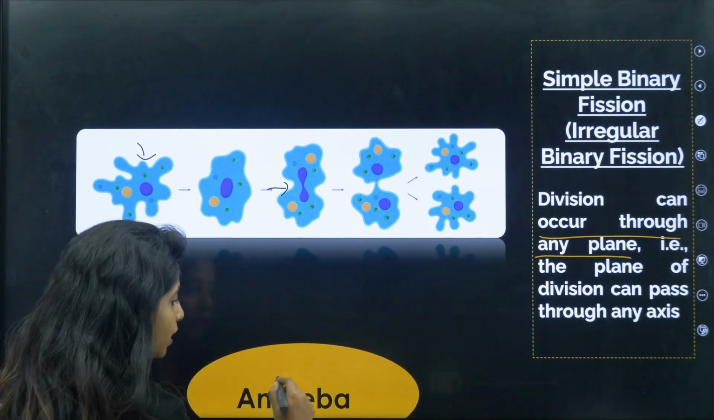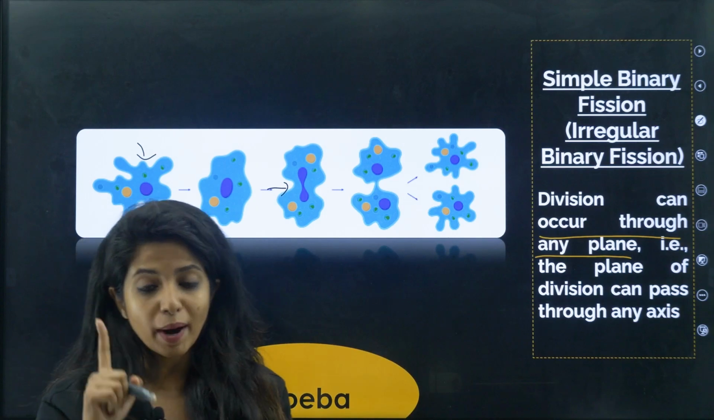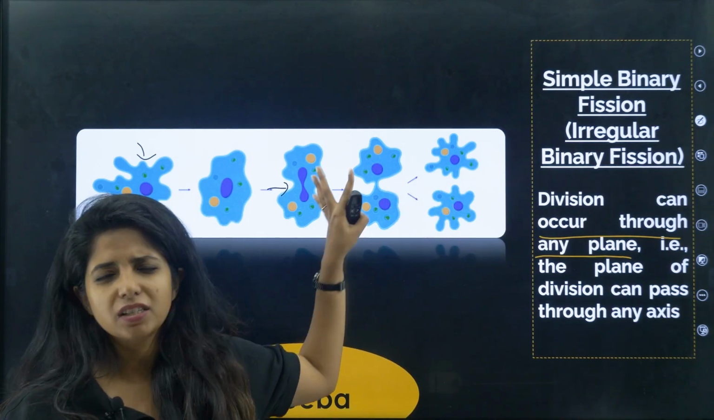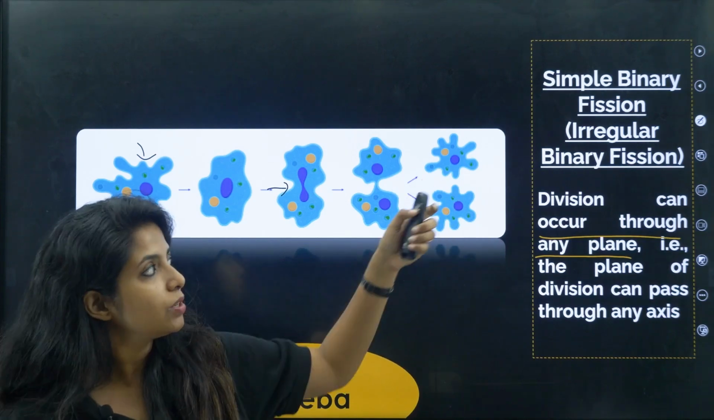And the example is what? Amoeba. So the first example of binary fission is amoeba. What type of fission does it show? Irregular binary fission. Think that it is just irregular in shape, or it is known as simple binary fission.